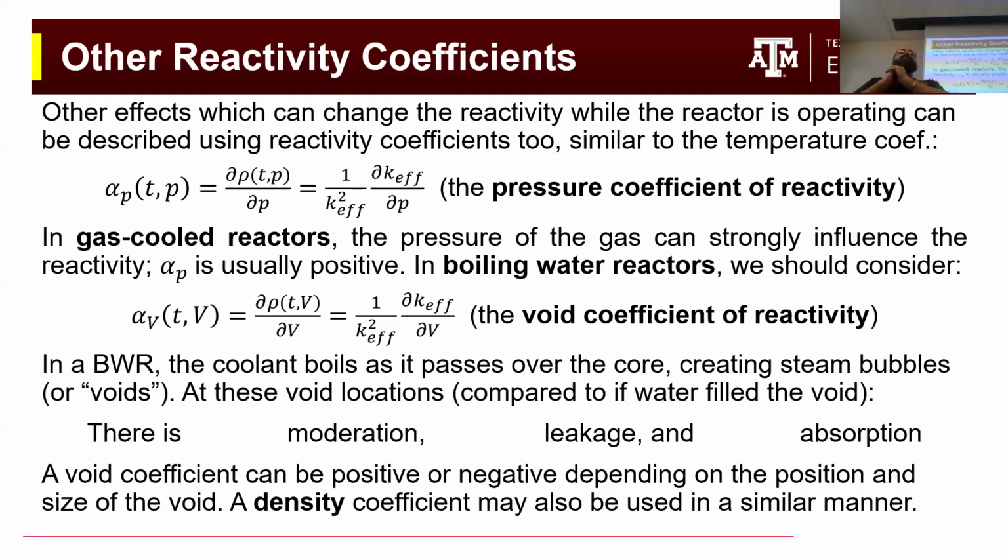And so in the locations where you have bubbles of steam, compared to if it was water there, do you think you're going to have more neutron moderation in those bubbles or less? You're going to have less, right? Because you basically have less water. And if you have less water, you have less material to interact with, to scatter, to slow you down. So that just means more leakage and less absorption.